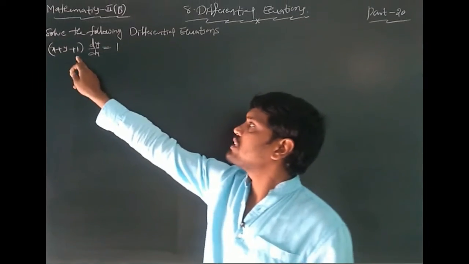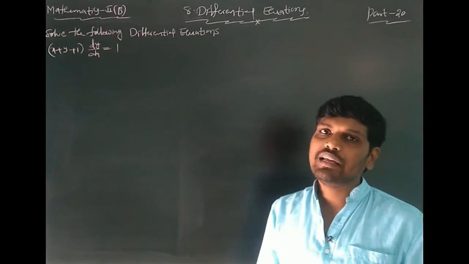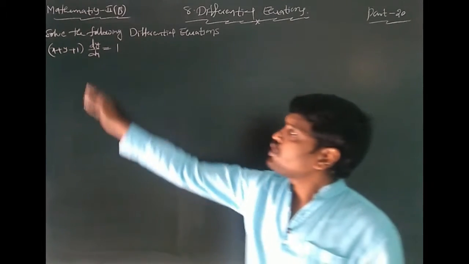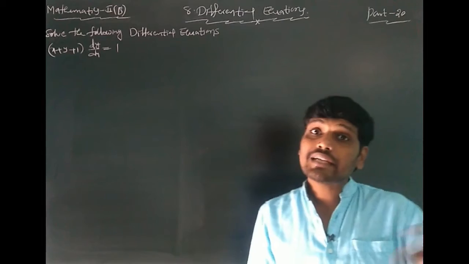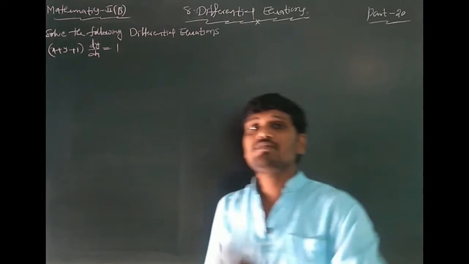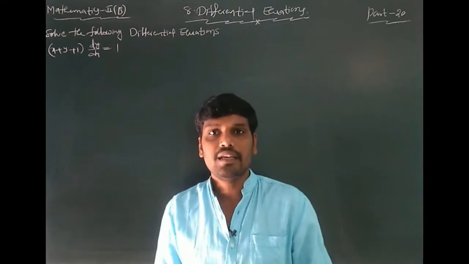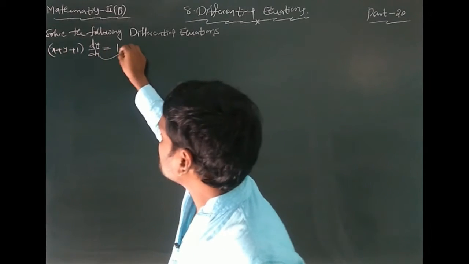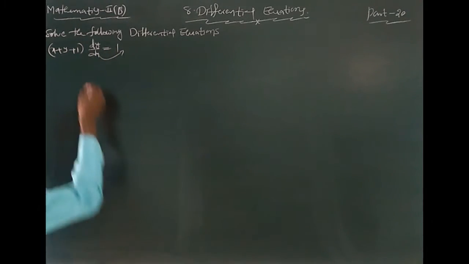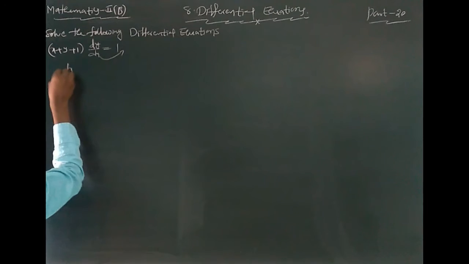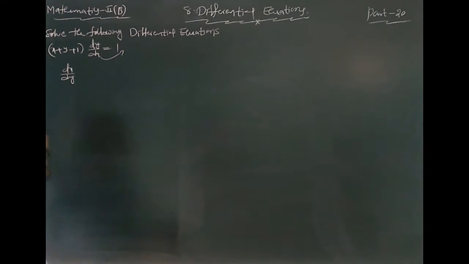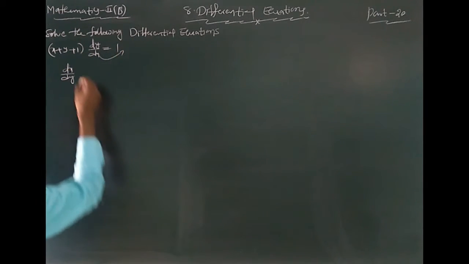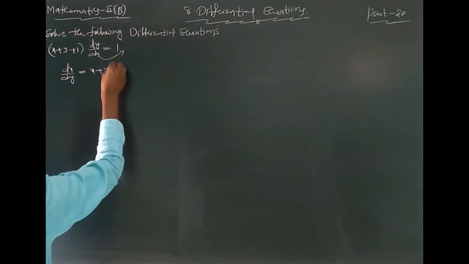Next problem: (x plus y plus 1) into dy by dx equal to 1. Suppose you write dy by dx equal to 1 by (x plus y plus 1), you cannot divide it separately. That's why this dy by dx goes to the other side, and you get the reciprocal, dx by dy equal to x plus y plus 1.